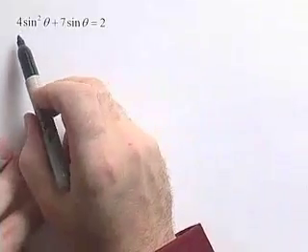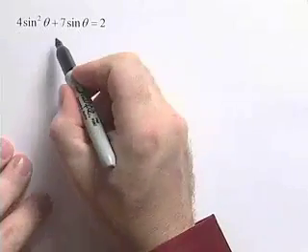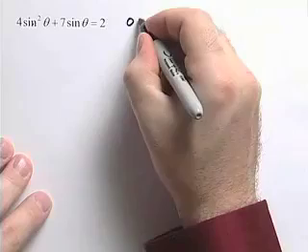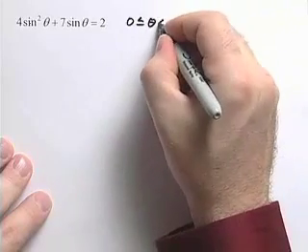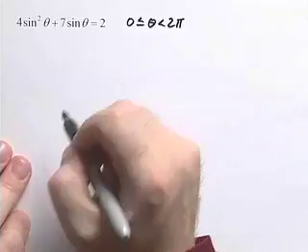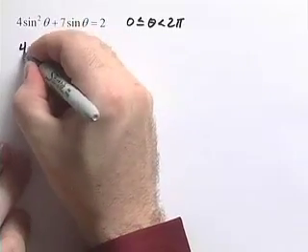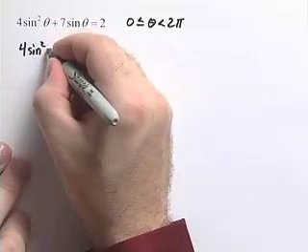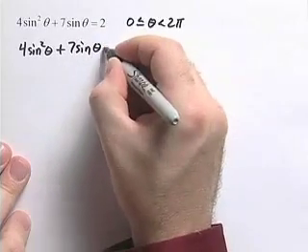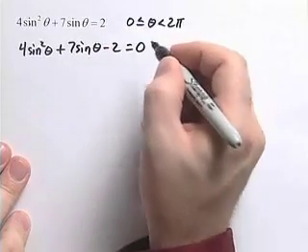Here we're going to solve one more trigonometric equation. We'd like to solve the equation 4 sine squared theta plus 7 sine theta equals 2. We're looking on the interval 0 less than or equal to theta less than 2 pi. First thing we'd like to do is subtract 2 from both sides. So we'll have 4 sine squared theta plus 7 sine theta minus 2 is equal to 0.